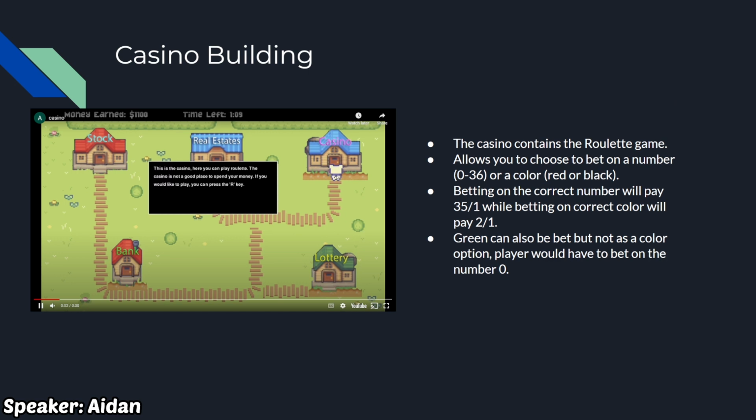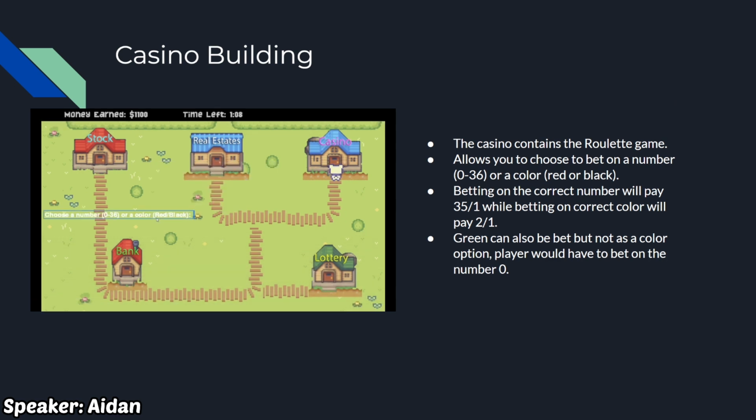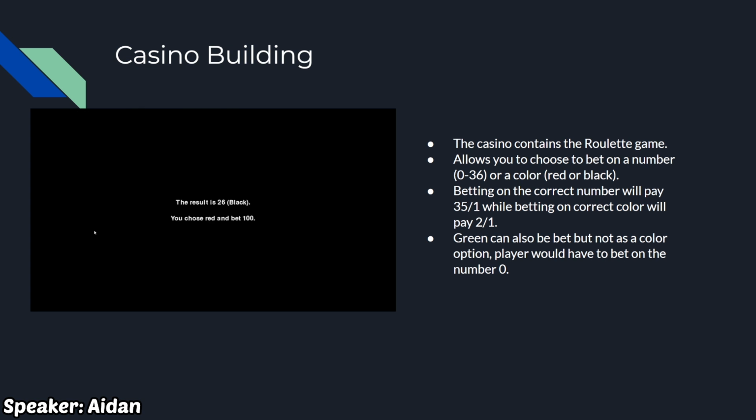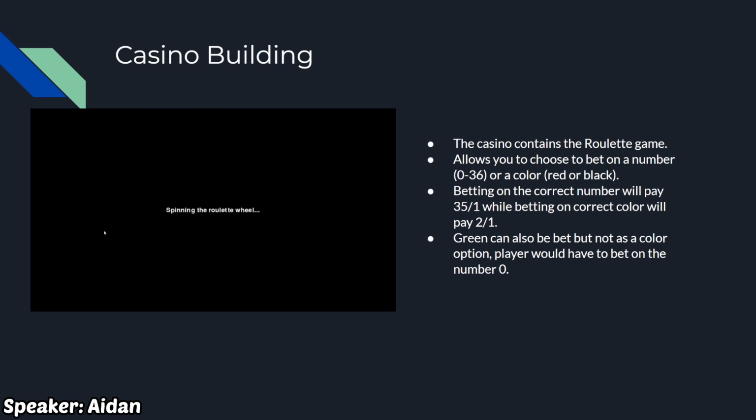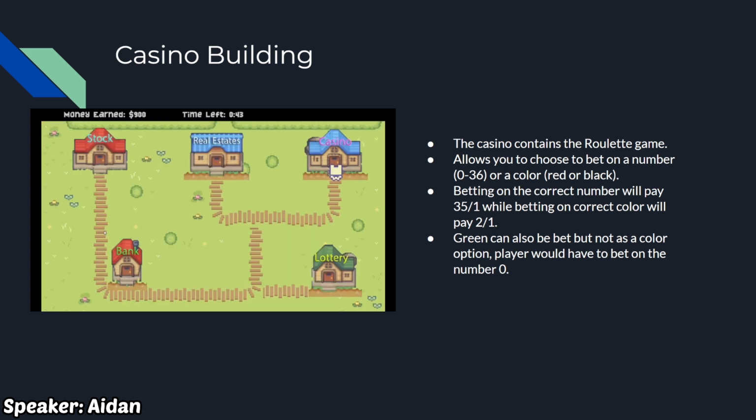I did the casino building, and what it does is it allows you to play roulette, choose a number 0 to 36 or a color, black or red. Betting on the correct number pays the user 35 to 1, and betting on the correct color pays 2 to 1. You can also bet on green technically, but you just need to put on the color 0 or the number 0. Pretty much the entire roulette was made with one library, random, and it just does simple math to determine if you're a winner.